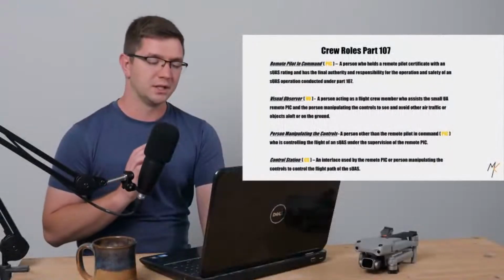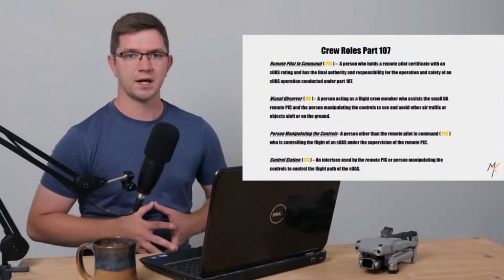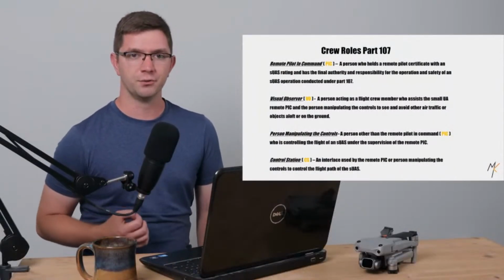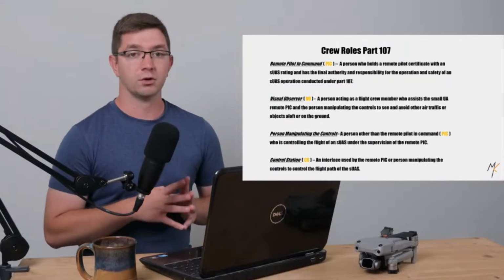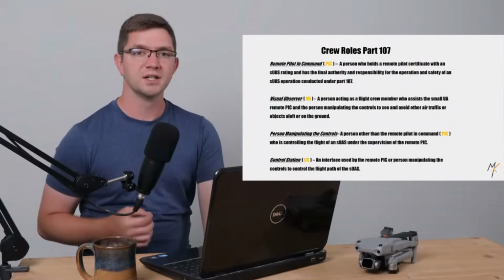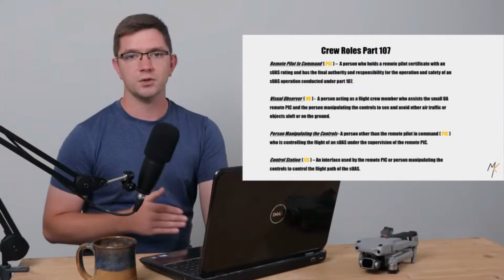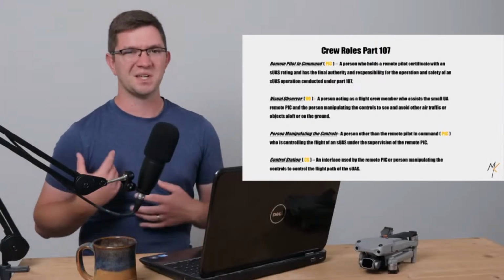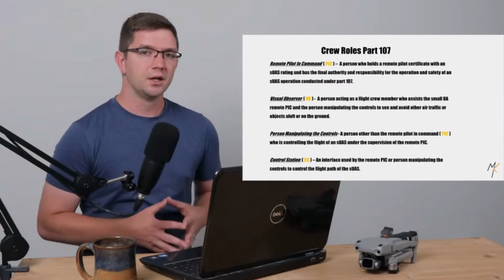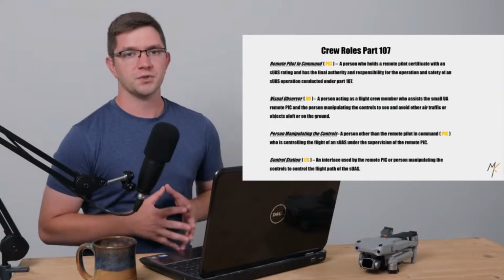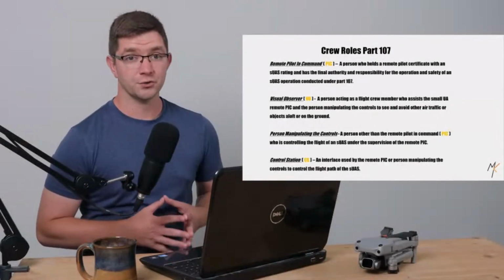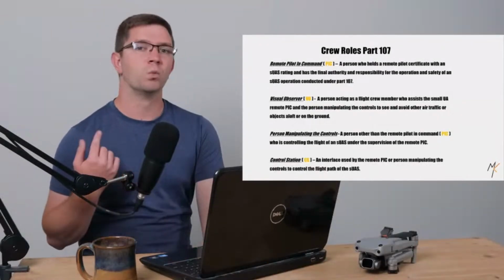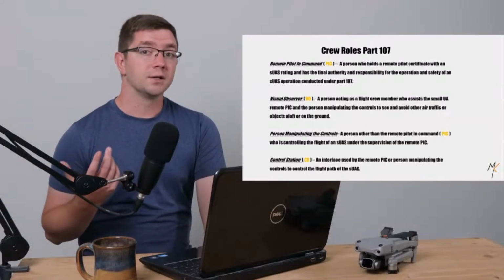Next is the visual observer. This is the most common role that you, as the PIC, will assign to somebody depending on the mission. But essentially, they are your eyes in the sky. When you are unable to monitor the drone, the visual observer will monitor where your drone is throughout the flight and also communicate to you when your drone is going too far, or it's about to hit somebody or something. Visual observers are a great resource to use when you can't monitor your own drone, and you can even assign more than one visual observer if you like.